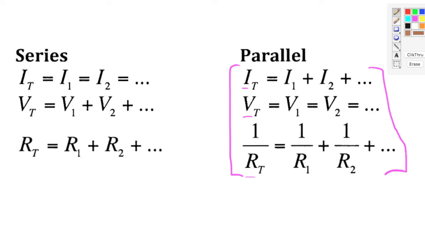Those rules are encapsulated in these equations. We have different rules for series versus parallel, so you need to be very confident in identifying the circuit that you're looking at, whether it is all series or all parallel, or a combination. And if it's a combination, that's going to be the next video. That needs a little bit of its own treatment. So make sure that you know these equations and that you are comfortable with them.